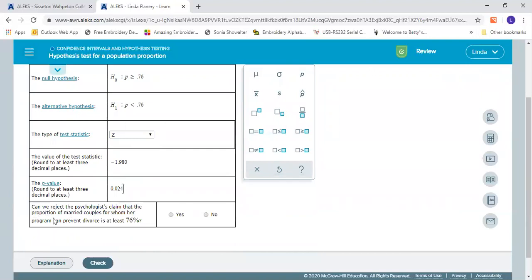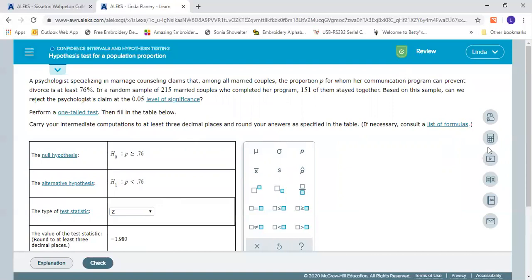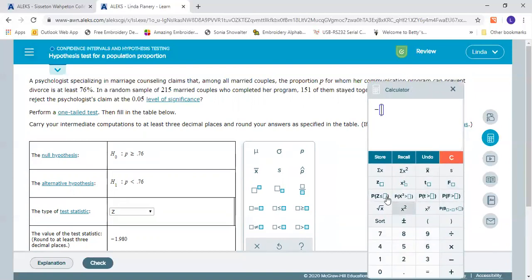Can we reject the claim that it is at least 76%? Yes, we are going to reject the claim because the claim was, is it greater than or equal to 76%? We found that it is actually less than 76%. Again, if I look at the critical value just for fun, I would take my graphing calculator. Since I'm doing a left-tailed test, I have to do negative z sub 0.05, and if I hit equal, my critical value is negative 1.645.